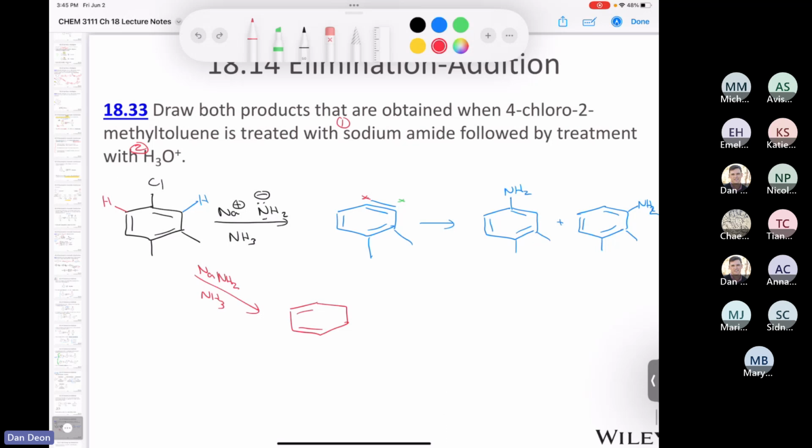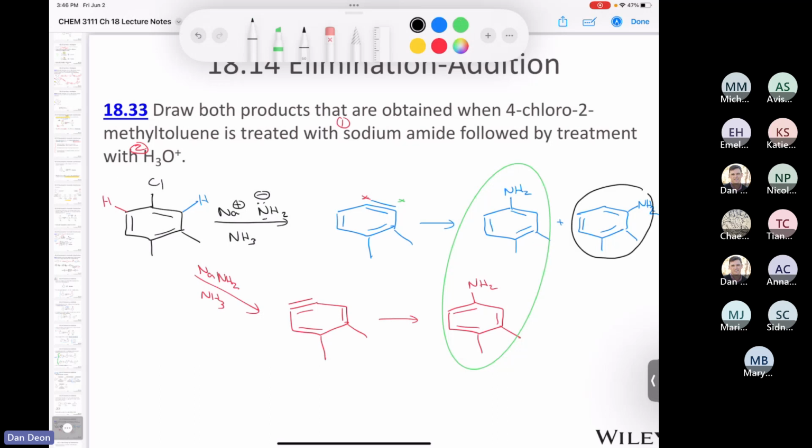Oops, fix this one here. All right, so you'd end up with your triple bond here, and then you end up with both of these, right? And this can only give you one product. It doesn't matter which one of those carbons it attacks, you would end up with this guy like this. And you probably noticed that these two are identical, right? And so the only products that you would end up with would be the product in the green circle, and then I'll put this product in a black circle. So those are the two products that you would get, and that's it.